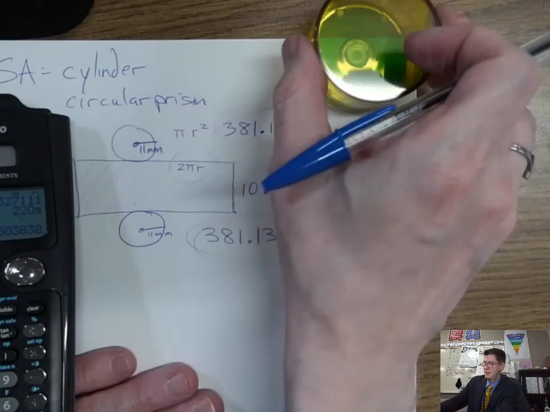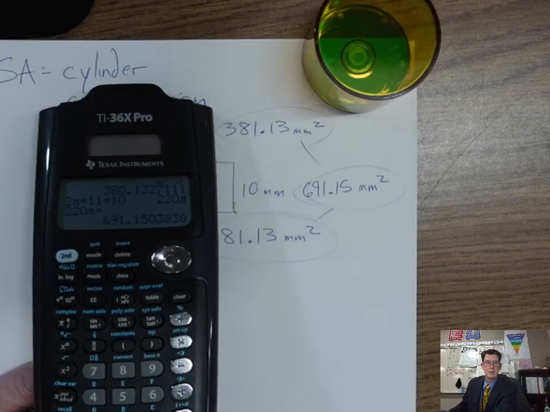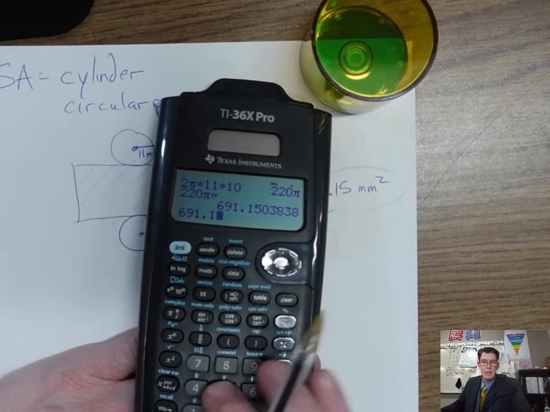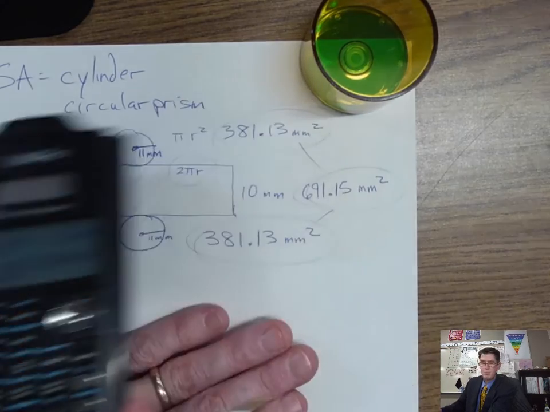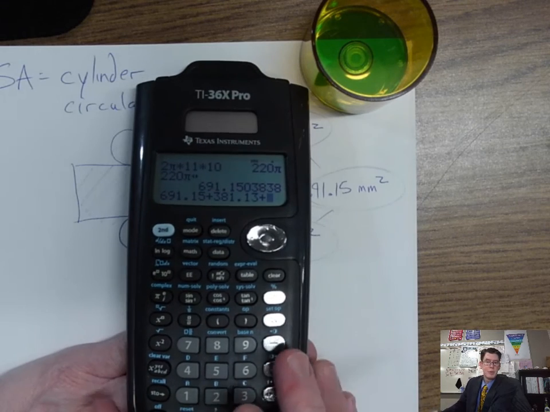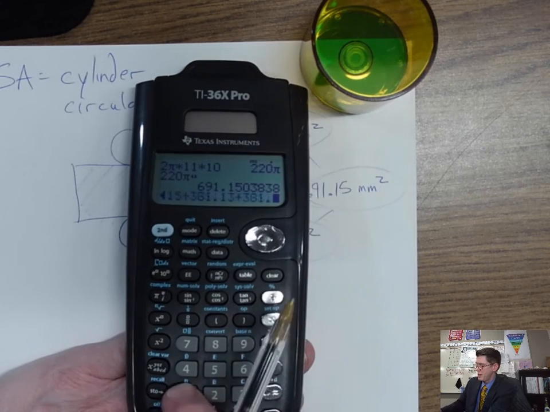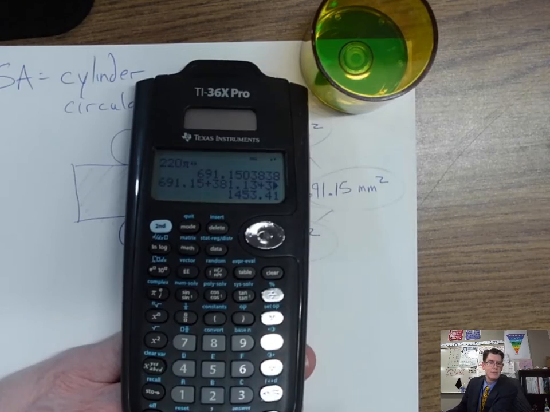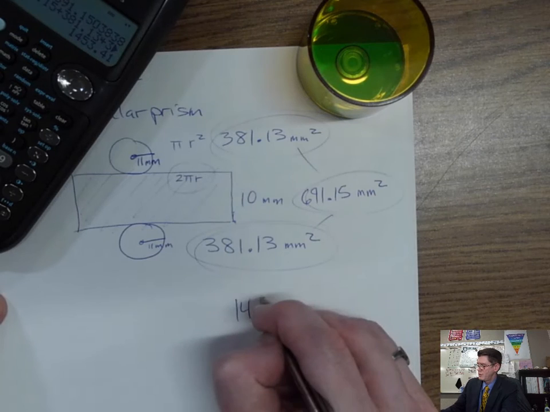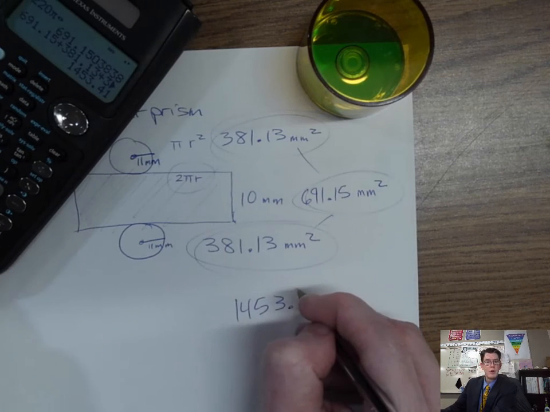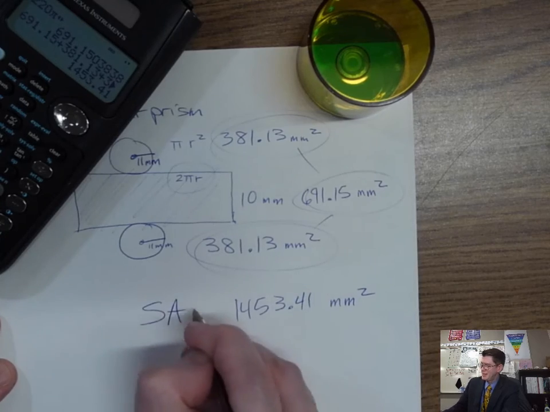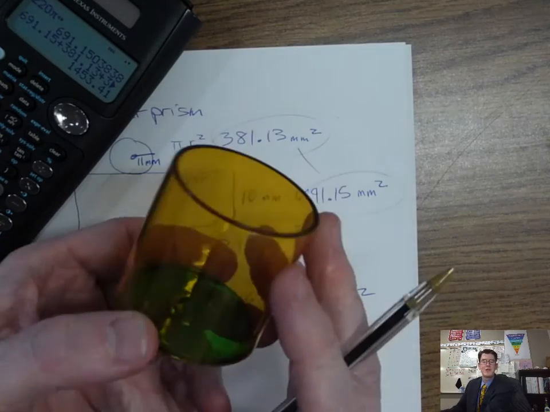of this cylinder. So that number right there that I had, 691.15 plus 381.13 plus 381.13, 1,453.41 millimeters squared is the surface area, just the area on the surface of this item.